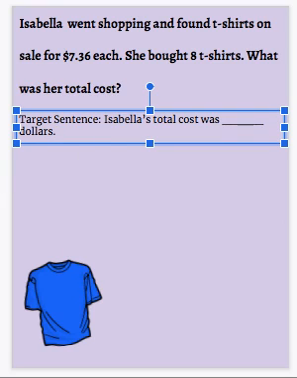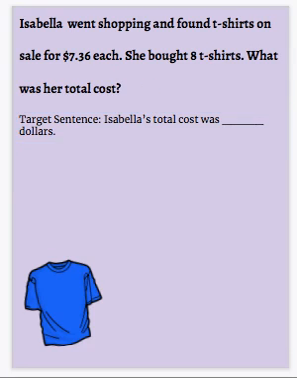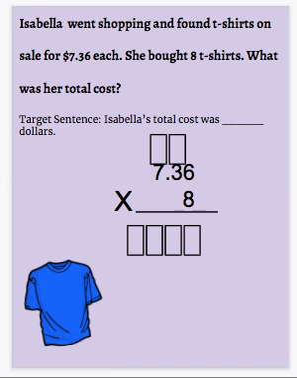Now that I know exactly what I'm solving for, I need to figure out what operation I need to use in order to solve. I need to figure out if it's adding, subtracting, multiplying, or dividing. Looking at the text, I can see that each t-shirt cost $7.36. If Isabella wants to buy 8 of those, I know I need to multiply $7.36 times 8. As you can see, I have set up the standard algorithm for multiplying decimals.